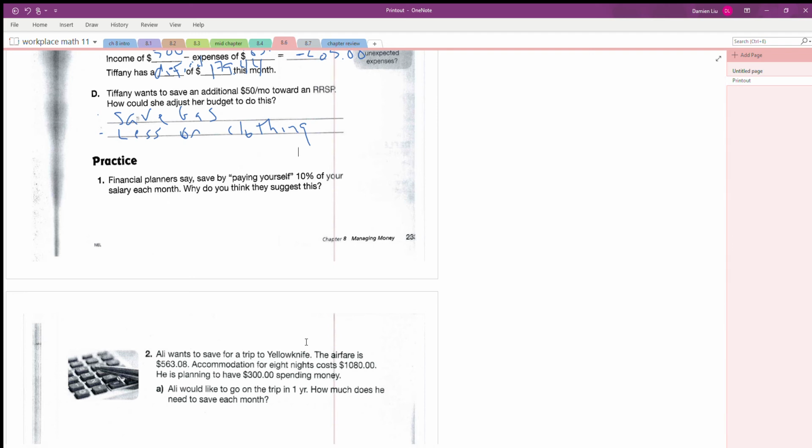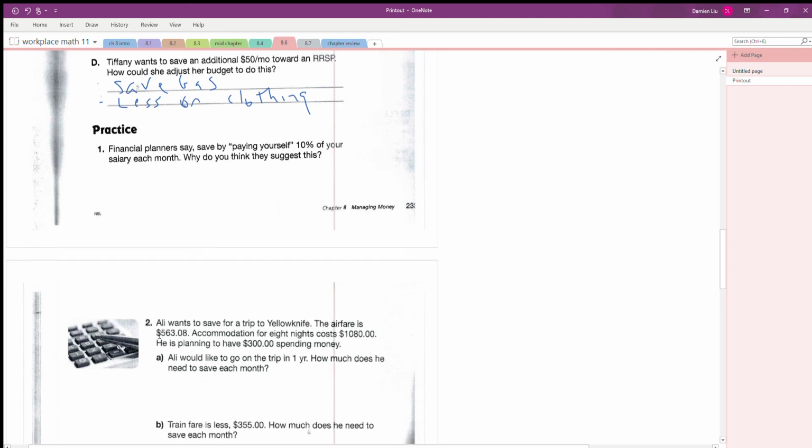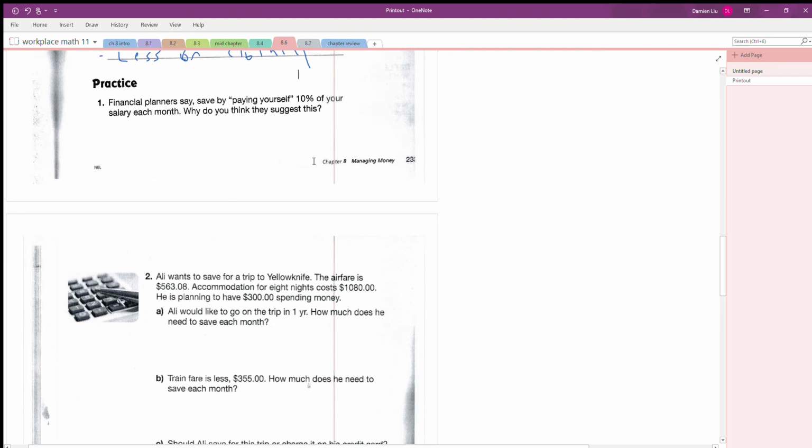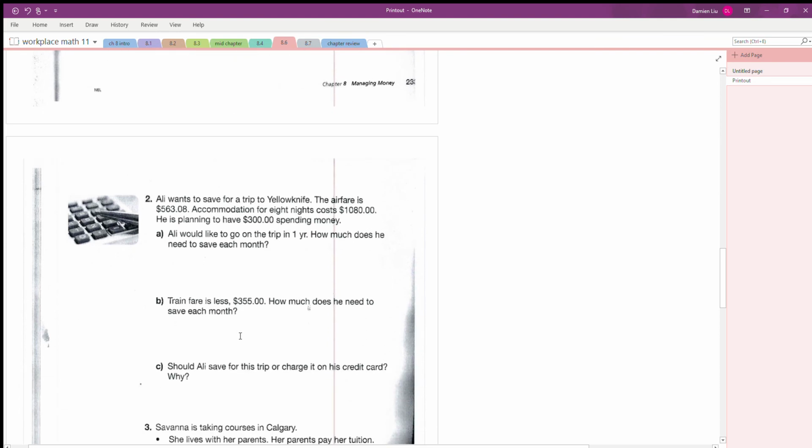Financial planners say save by paying yourself 10% of your salary each month. Why do you think they suggest this? Try and think of a reason why financial planners, people that want you to save money and have more money towards your retirement and later on in your life, or even just have more money available to yourself, suggest that you pay yourself 10% of your salary each month. Why do you think this is? Whatever you come up with, just put it right there on the answer for question number 1.